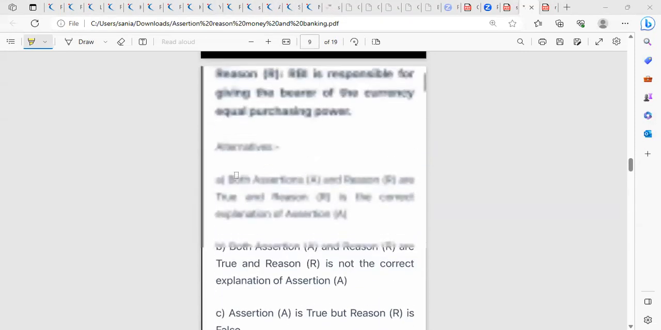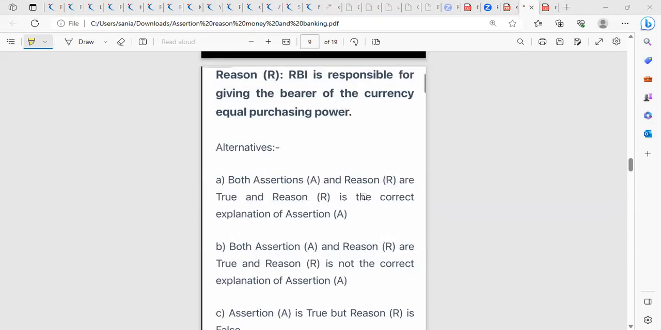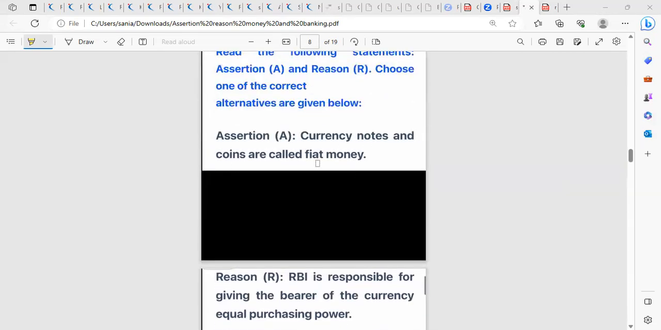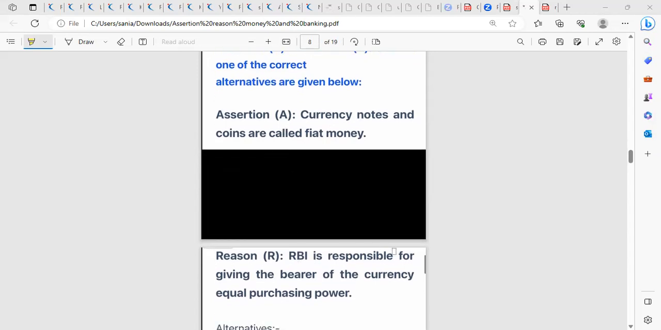How? See. A is: both assertion and reason are true and reason is the correct explanation. Currency notes and coins are the fiat money because only they come into circulation through the central bank, right? And RBI is responsible for giving a bearer of a currency equal purchasing power, right? So over here it is authorized by RBI. For example, Vanisha has 500 rupees and Ritika, you also have 500 rupees. That means you both have equal purchasing power, right? It doesn't mean that Ritika, you will have more purchasing power. You both have 500 rupees, so you both have equal purchasing power. That's why both are correct. So you will write assertion as well as reason.